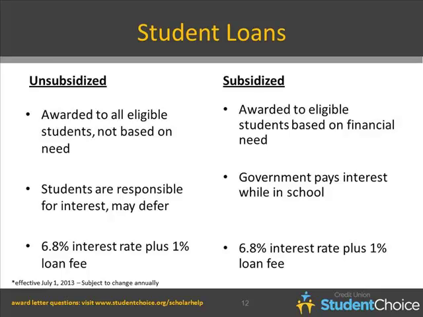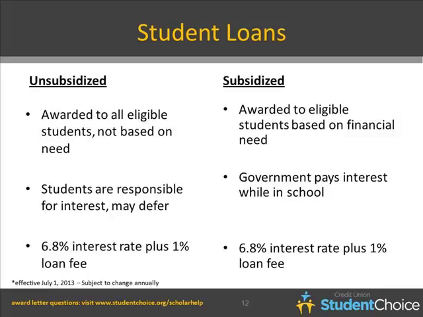Now, the interest does not capitalize until they go in repayment, which means it does sit in a separate bucket, so you don't necessarily have to worry about interest on interest on interest accumulating each month. So while they're in school, the interest is deferred. It does not capitalize until repayment. And when they go in repayment, then they have a 10-year repayment term. The interest rate on the unsubsidized loan is 6.8% and a 1% loan fee.